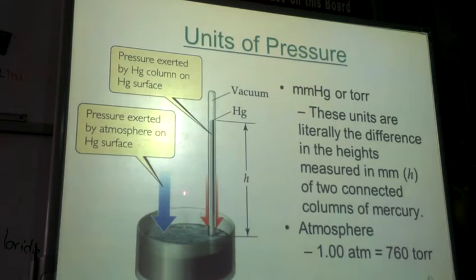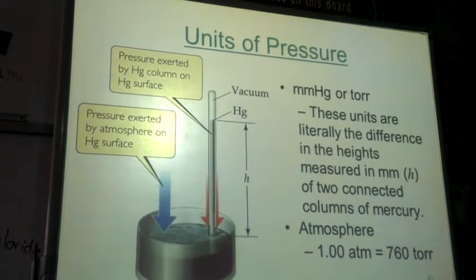Whenever he inserted this vacuumed column into that container of mercury, the atmosphere can exert pressure on the mercury that's exposed in this container. And when it does that, the atmosphere will then push up mercury into this column that's vacuumed out. So I can measure the height of this mercury, and that particular height is going to give me how much atmospheric pressure there is within a day.